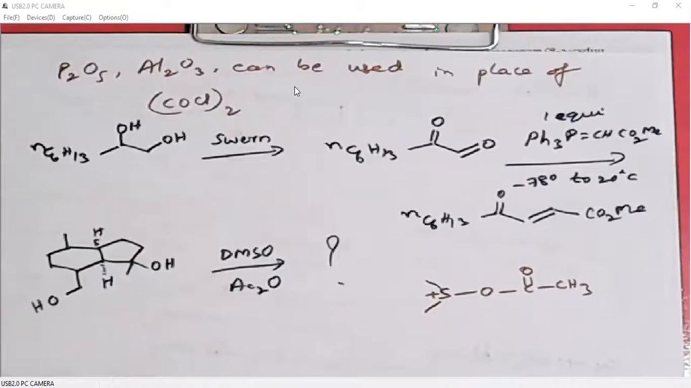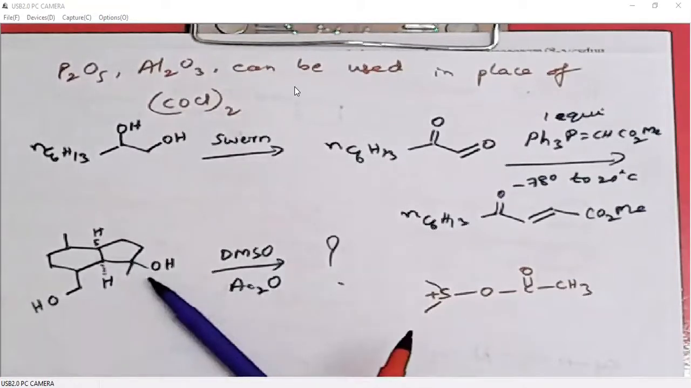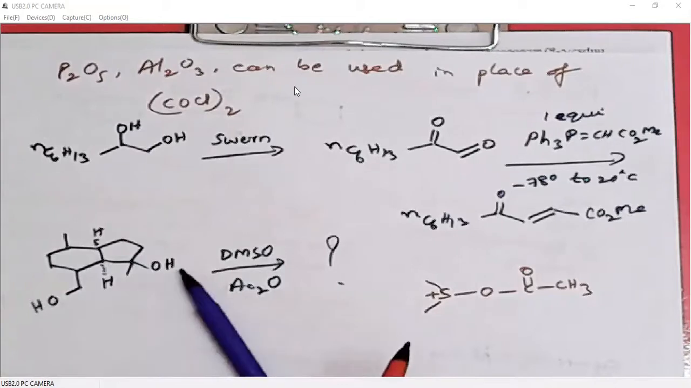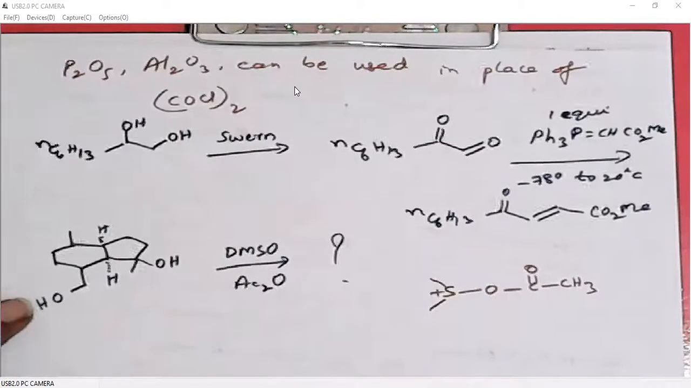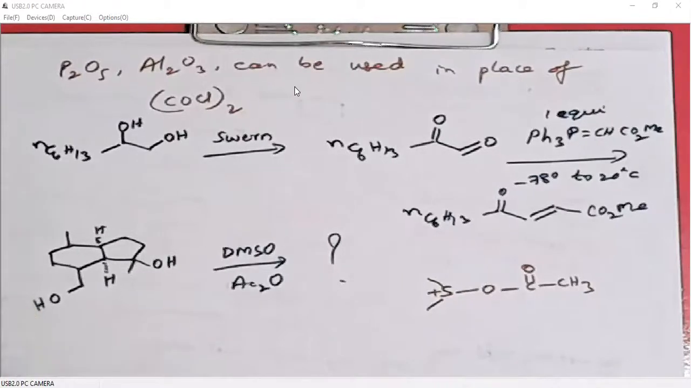Okay, so here we have two different hydroxy groups. One is a tertiary alcohol, another one is a primary alcohol. As we know, only primary and secondary alcohols can be oxidized in DMSO oxidations. Normally in any oxidation, a tertiary alcohol will not undergo oxidation. So only this alcohol will undergo oxidation.